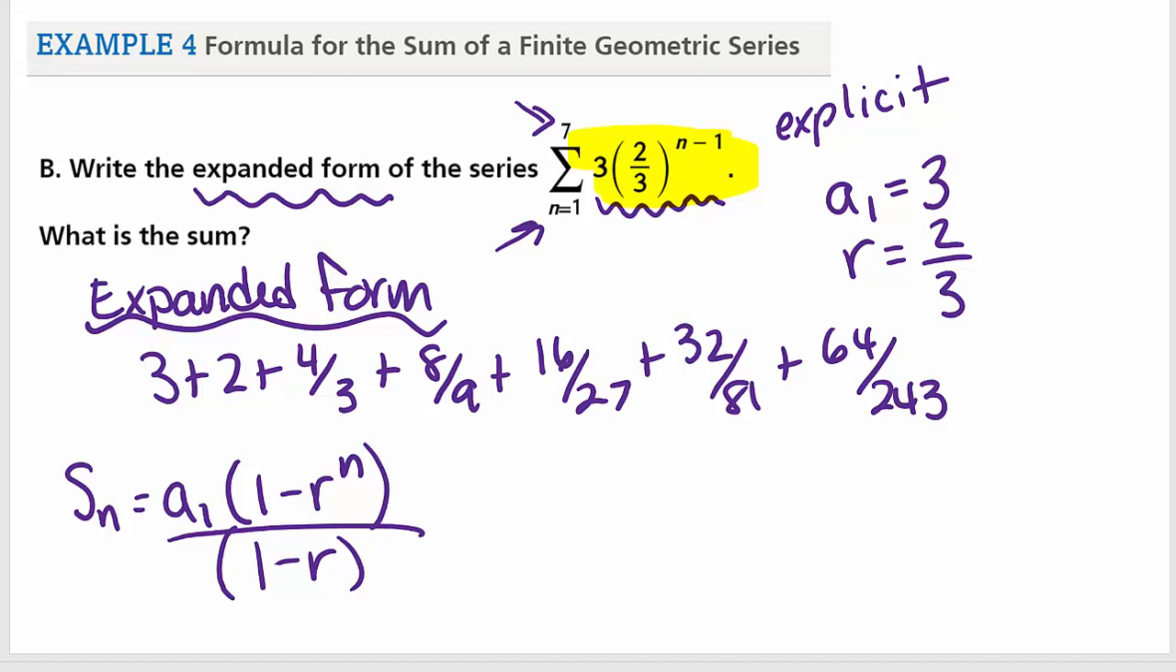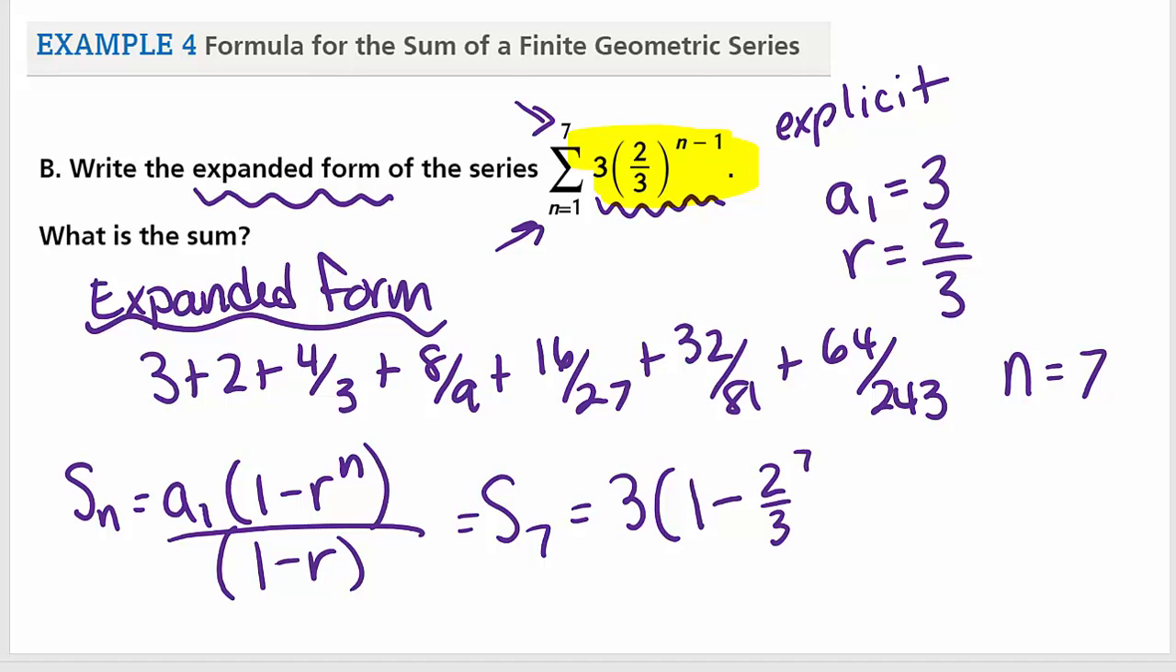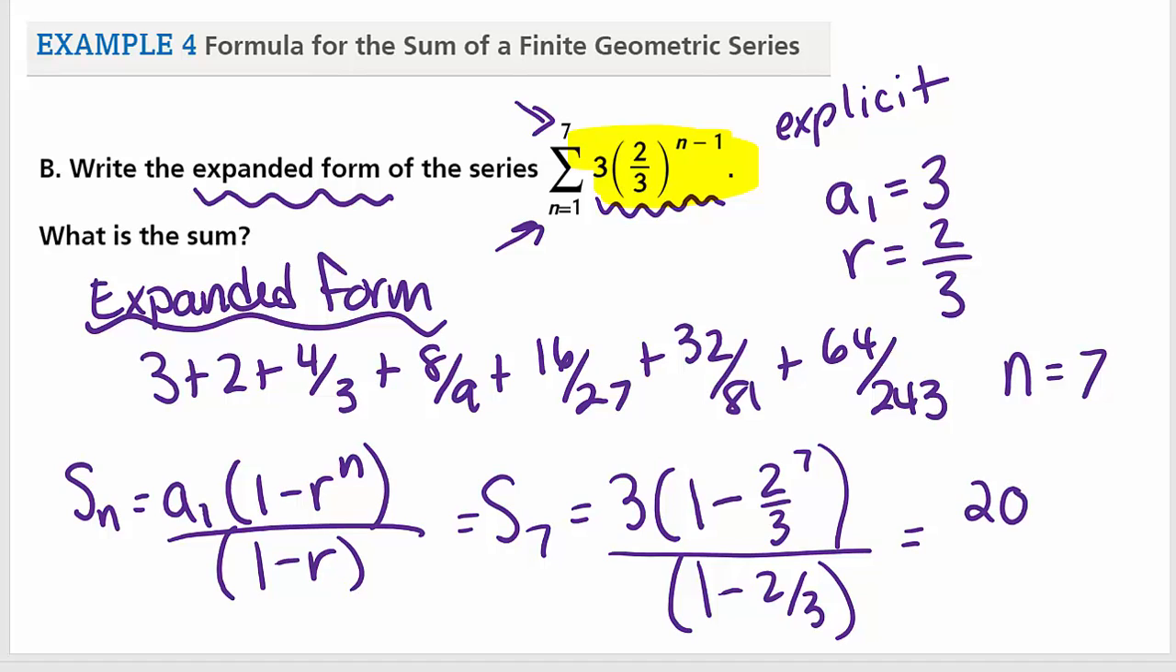Here is our formula, so we're going to sub in what we know. n is equal to 7, so we're finding S sub 7. The value of the first term is 3, times 1 minus r, r is 2/3, and then raised to the 7th, because that's in the formula, over 1 minus 2/3. Practice putting this into your calculator because the parentheses are important. You should simplify this to get 2059 over 243.